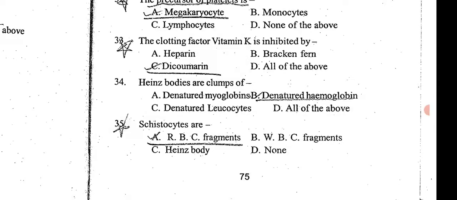Heinz bodies are clumps of denatured hemoglobin, and Howell-Jolly bodies are the remnants of nucleus. The two anomalies of red blood cells: Howell-Jolly body has a fragment or nuclear remnant within the red blood cell, and if there is denatured hemoglobin in the red blood cell, then it will be the Heinz body. Heinz body is the red blood cell having denatured hemoglobin, and Howell-Jolly body is the red blood cell having remnants of nucleus.